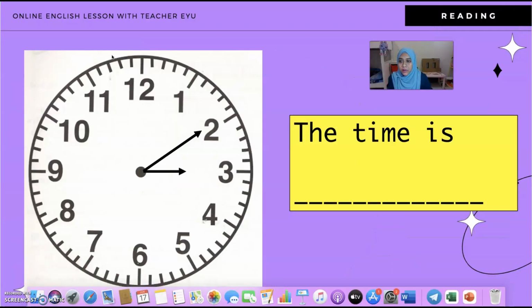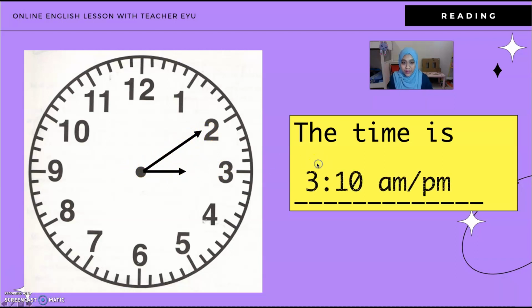Alright, so now we are going to look at this clock. Can you tell me what's the time? The hour hand shows to number 3 and the minute hand shows to number 2. So what's the time? Yes, the time is 3:10.